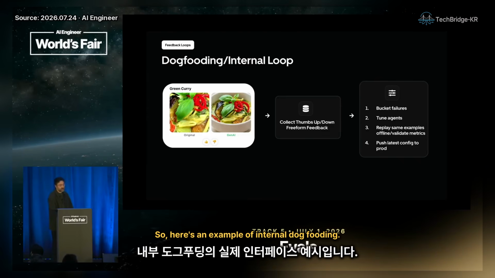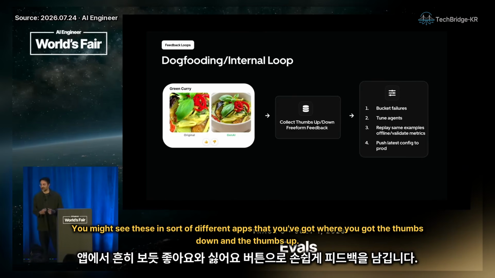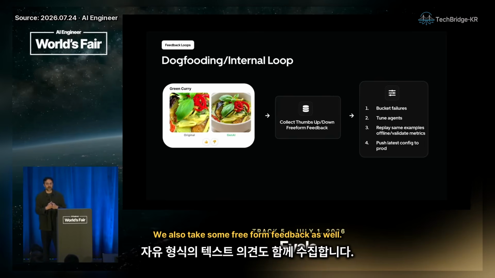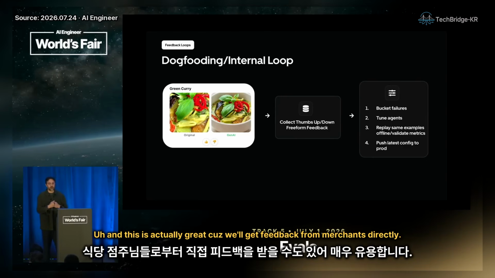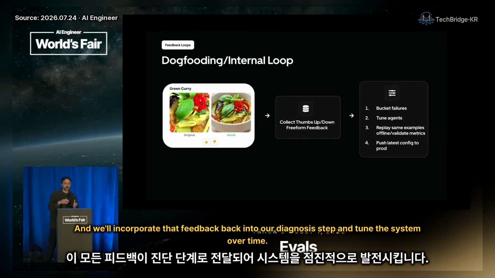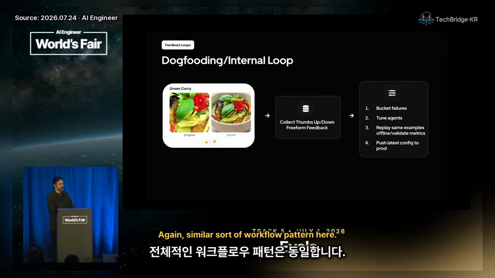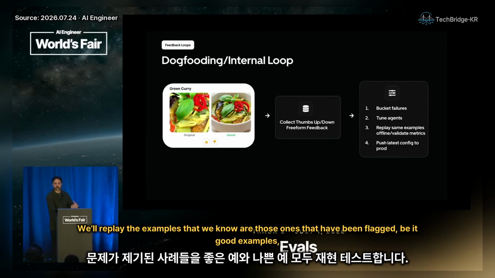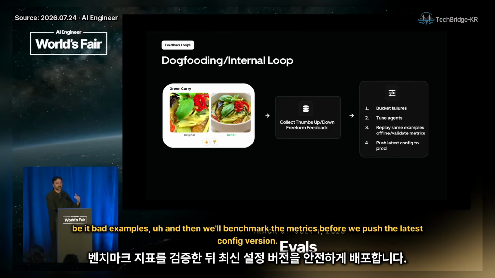Here's an example of internal dogfooding. You might see these in different apps, where you've got the thumbs down and thumbs up. We also take some free-form feedback. This is great because we get feedback from merchants directly, from design teams, and from other product teams at Uber. We incorporate that feedback into our Diagnoser step and tune the system over time. Again, it's a similar workflow pattern. We replay the examples that have been flagged, be they good examples or bad examples, and then we benchmark the metrics before we push the latest config version.